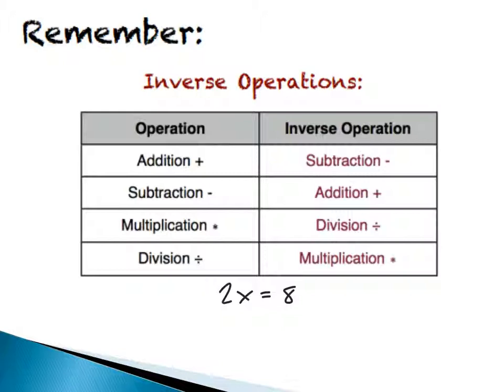Whenever you look at this and say, I'm multiplying 2 times x, I know I've got to divide by 2. Whatever you do to one side, in this case dividing by 2, always remember that you're going to do the same thing to the other side. In order for it to remain an equation, whatever you do to one side must be done to the other side.